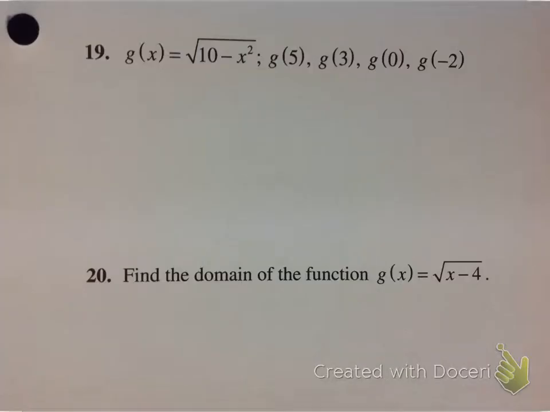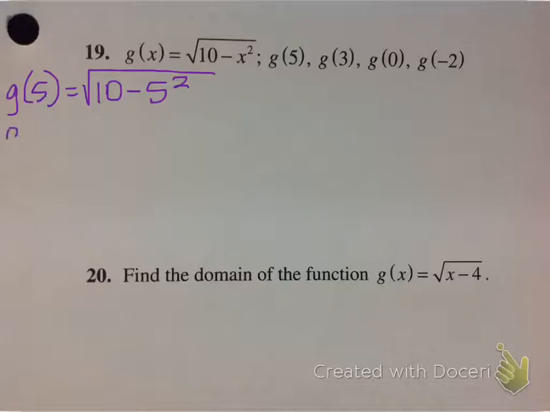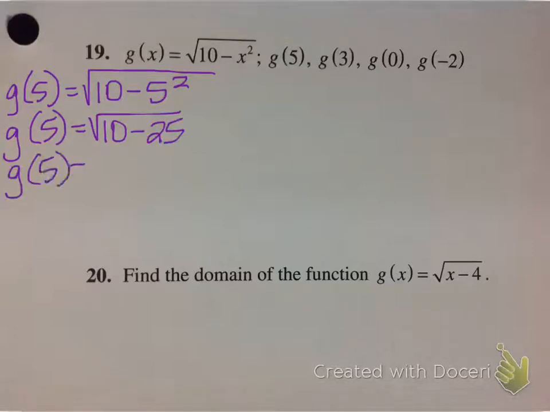Now let's look at square roots and see what they look like when we are using function notation. Now we've evaluated functions before, but never with a radical sign in them or a square root sign. So if I want to find g of 5, that means I have to put a 5 in for my variable in my function. So when I simplify this, I'm going to get 10 minus 5 squared, which is 25. g of 5 is going to be the square root of negative 15.